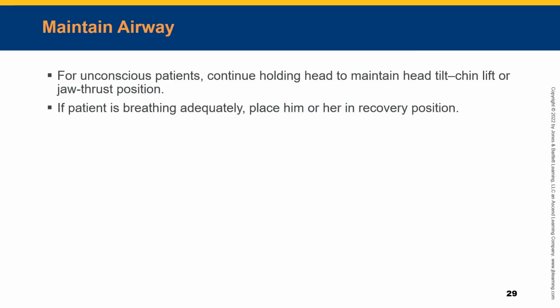Now let's talk about maintaining an airway. For unconscious patients, you must continue holding the patient's head to maintain the head tilt chin lift or jaw thrust position. If a patient is breathing adequately, you can keep their airway open by placing the patient in the recovery position. You can also insert an oral or nasal airway to keep the patient's airway open.